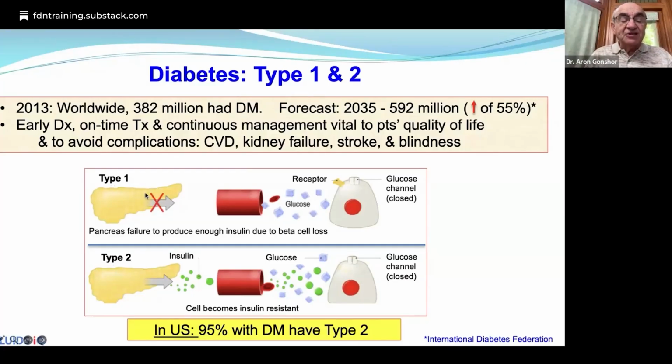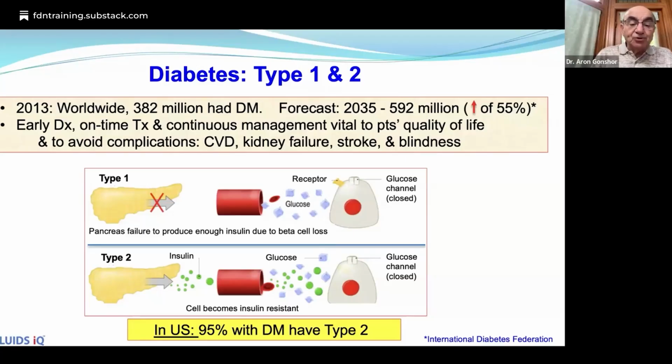Just a reminder, what is type 1 diabetes? Type 1 diabetes, the pancreas is failing to produce enough insulin. The beta cells just aren't producing it, or they're not even active in the pancreas. And so glucose is sitting in the blood, but the channels that are required to open to allow glucose in, which are controlled by insulin, are closed.